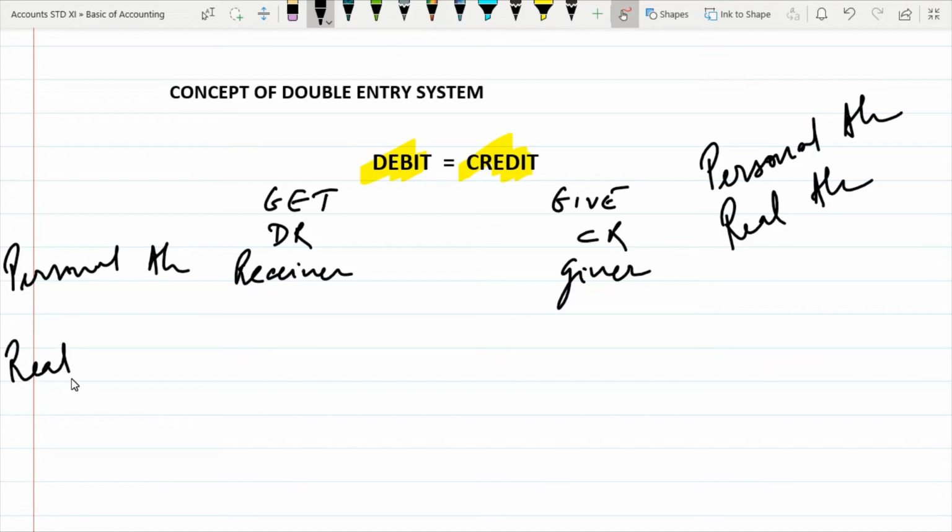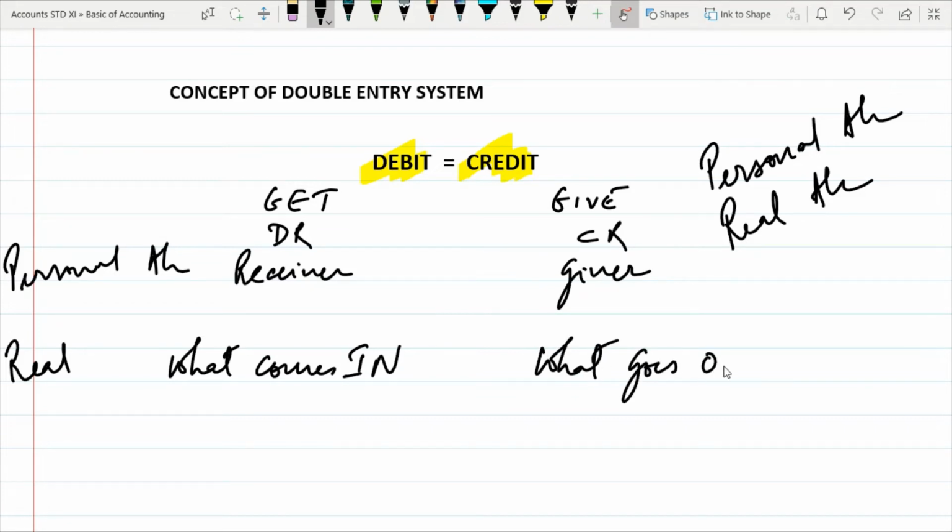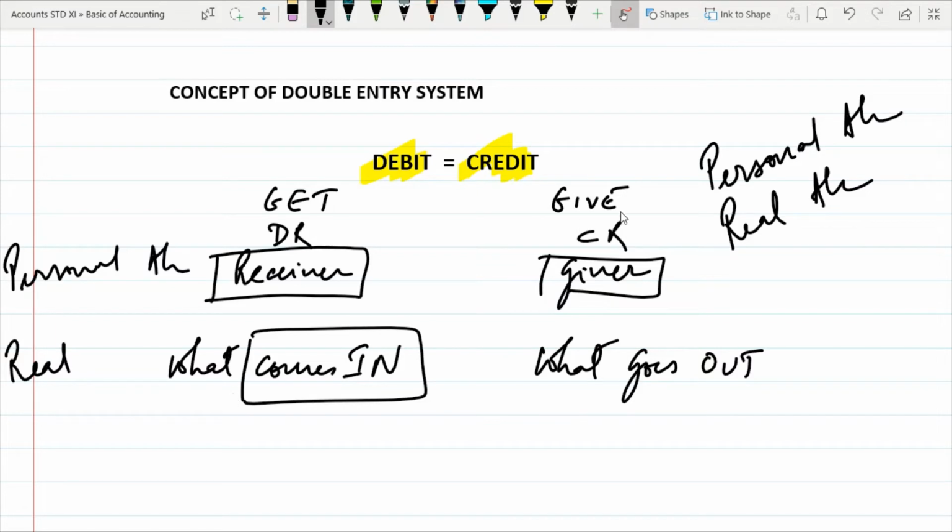Now we take real account. Real account, debit what comes in, and here credit what goes out. If you see, can you see here receiver? Now receiver, a person who is getting something becomes a receiver. A person who is giving something becomes the giver. Now in this case, a person who is getting something, that good will come in, right? And a person who is giving something, the goods will go out. So it is to do with get and give.